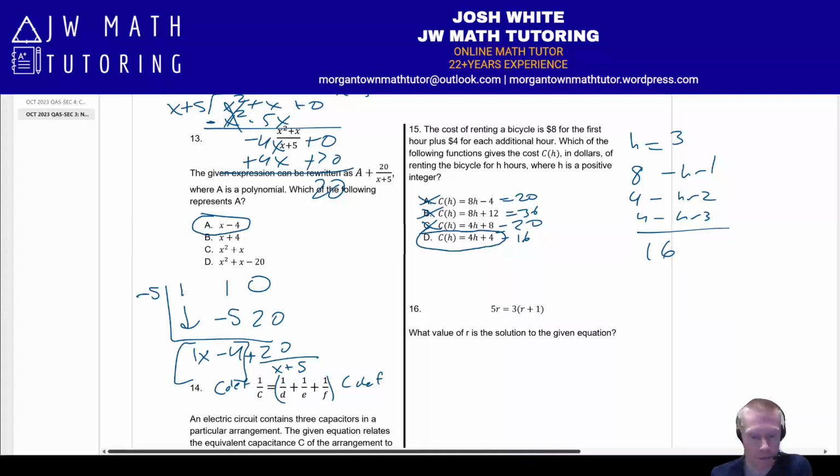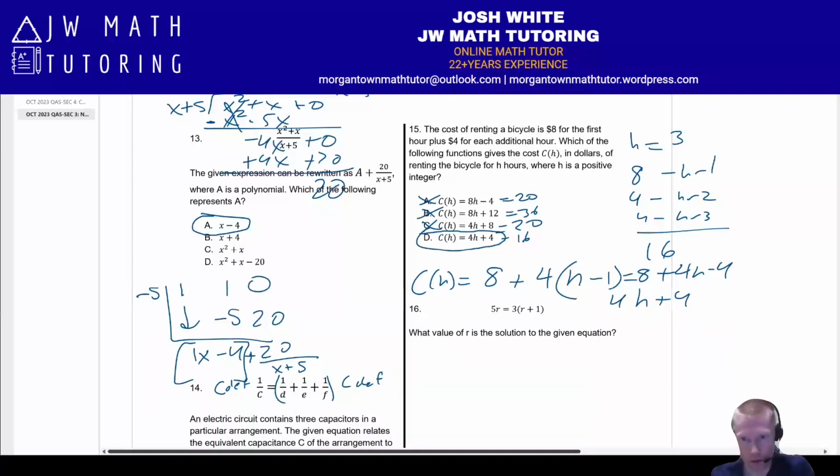However, here's the actual mathematical way that you set up the equation. Basically, the cost is $8 for hour 1 plus $4 for each additional hour. So the number of additional hours is equal to H minus 1, because you have to subtract off the first hour. That's already counted with the 8. So this is the formula, and if you simplify this, 8 plus 4H minus 4, it just becomes 4H plus 4. That matches letter D.